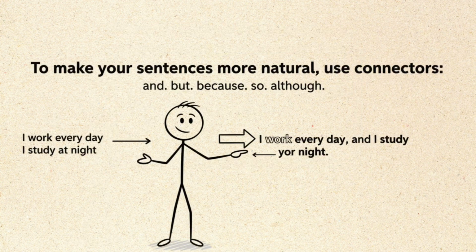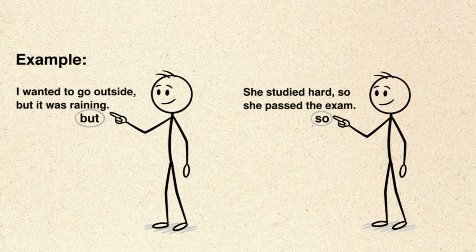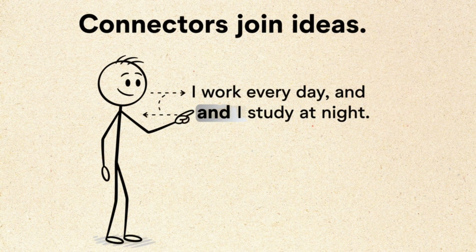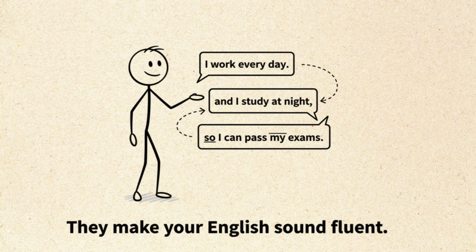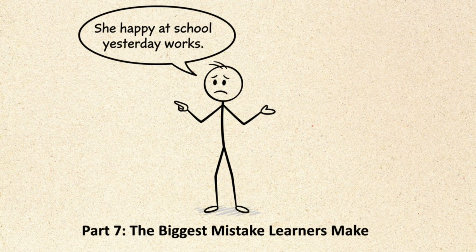To make your sentences more natural, use connectors: and, but, because, so, although. Example, I wanted to go outside, but it was raining. She studied hard, so she passed the exam. Connectors join ideas. They make your English sound fluent. Part 7, the biggest mistake learners make.